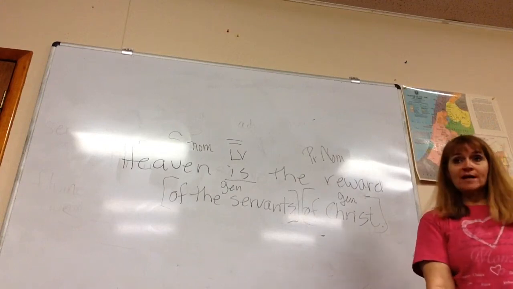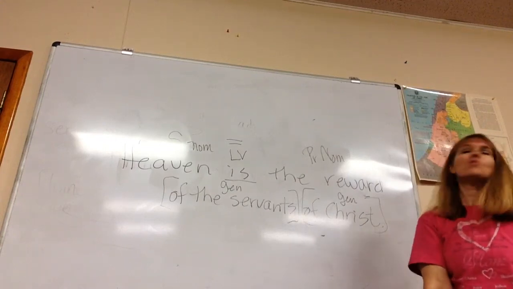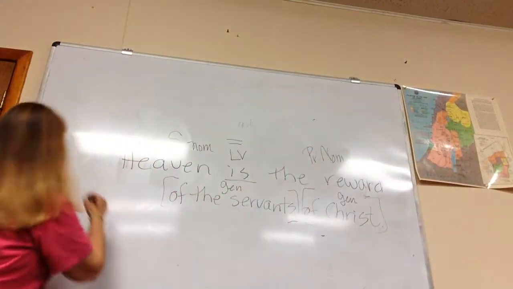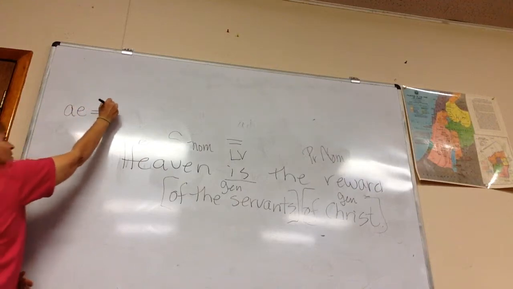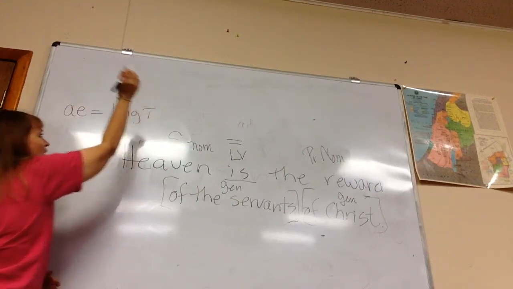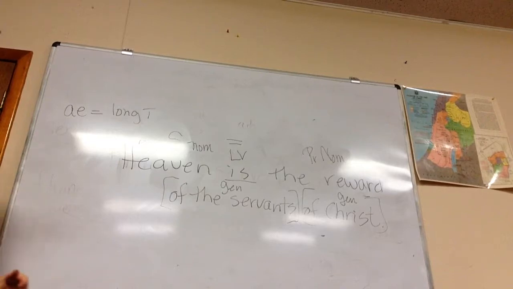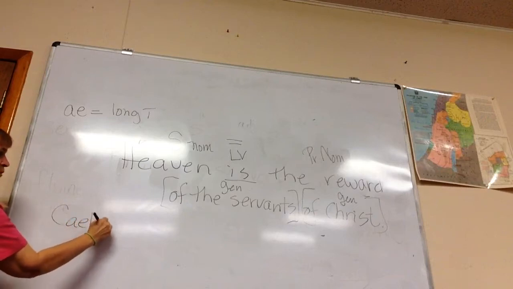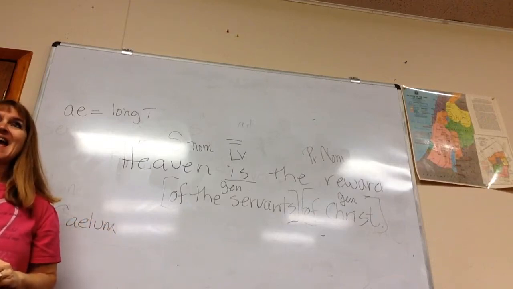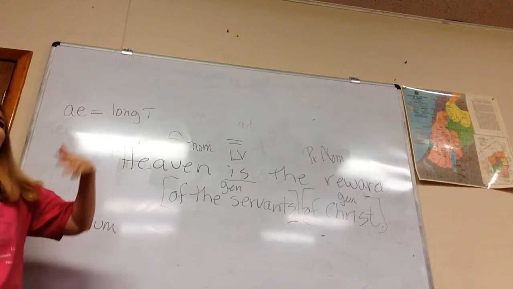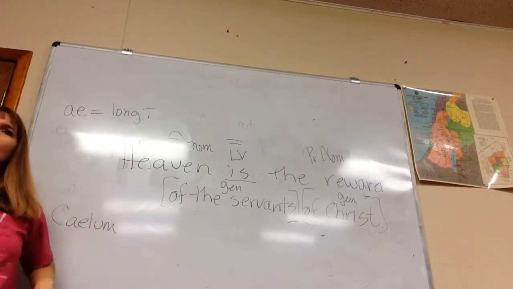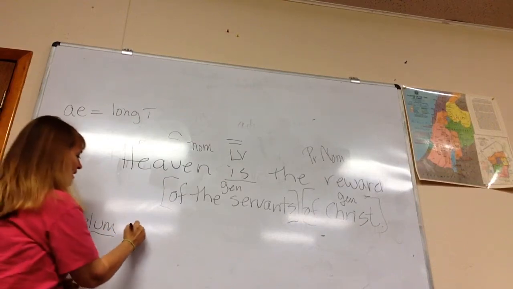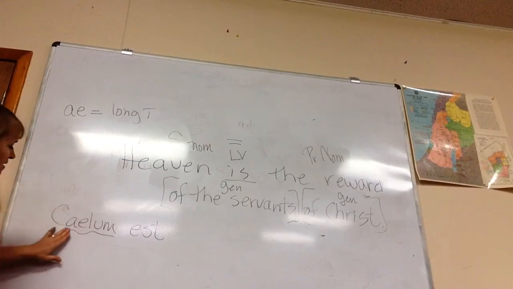So now we're going to translate it. What is the word for heaven? Caelum. Caelum. The AE says long I, "cai." Caelum. And what's the word for "is"? Est. Why did you put est as opposed to sum or sumus? It's singular, and this is third person, right? So we need est. Caelum est.